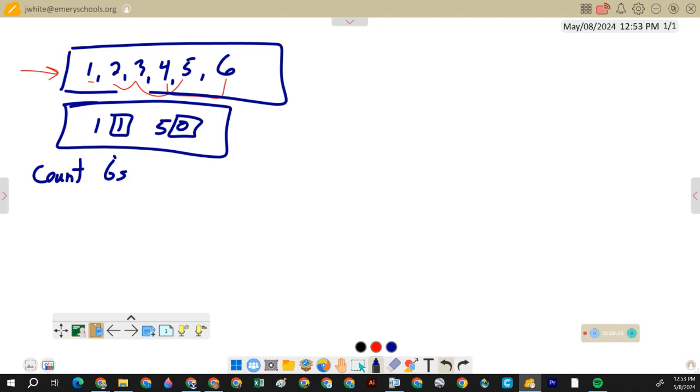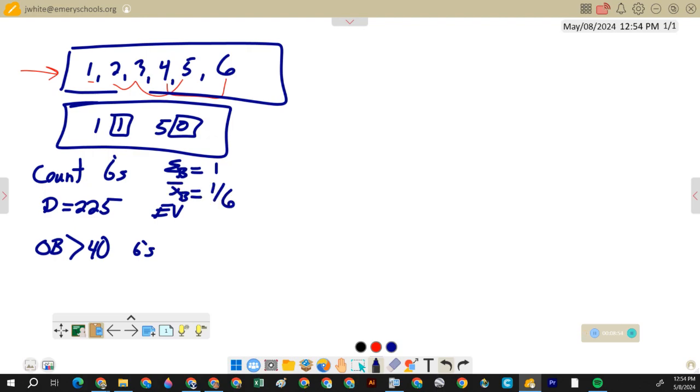So let's say that we're going to play 225 times. What is the probability that our observed value is greater than 40 sixes? Well, what is my expected value? The sum of the box is 1. The average of the box is 1/6. Everybody good with that? What about the SD of the box?